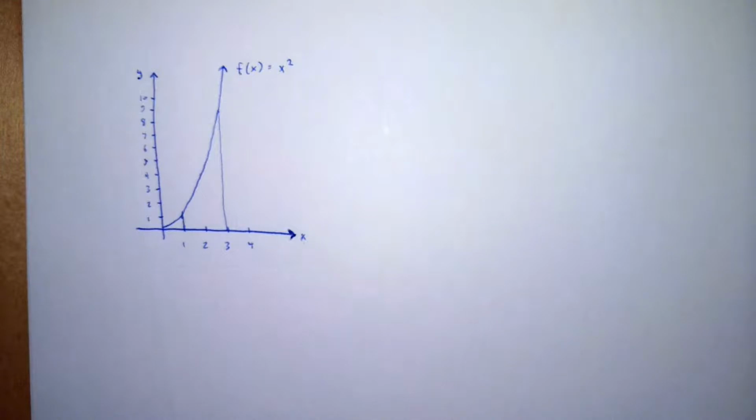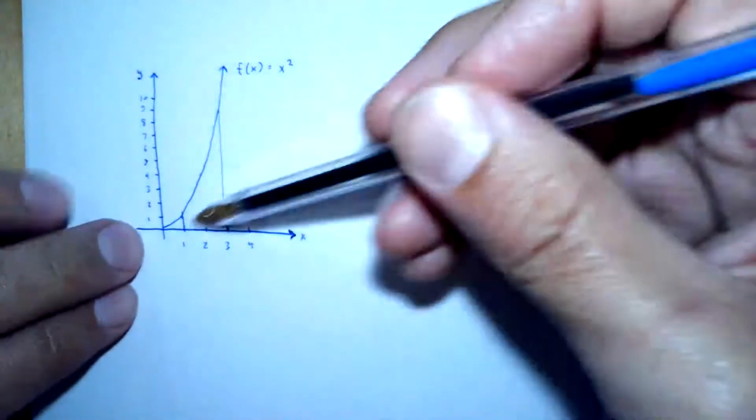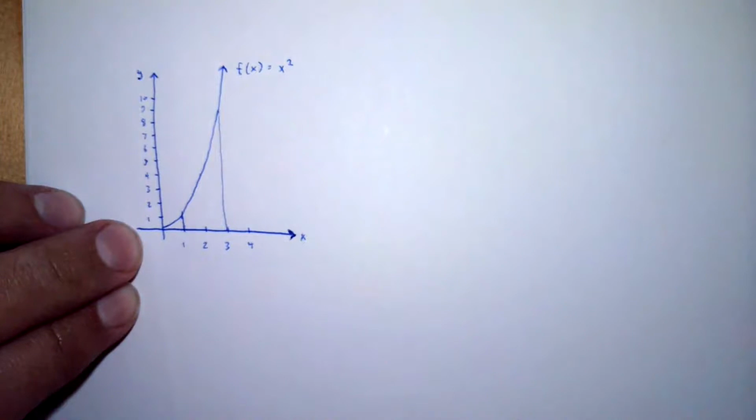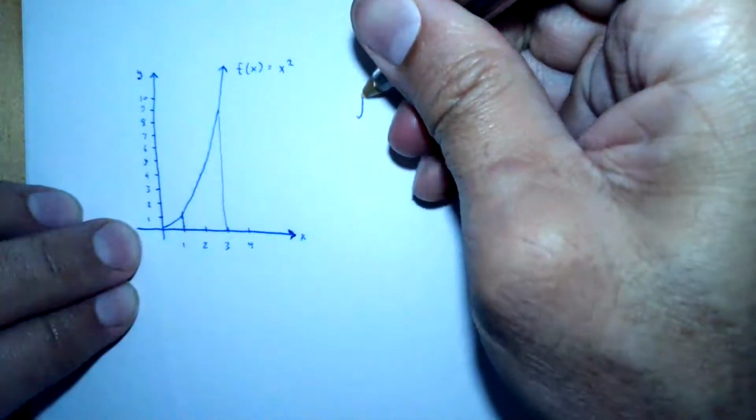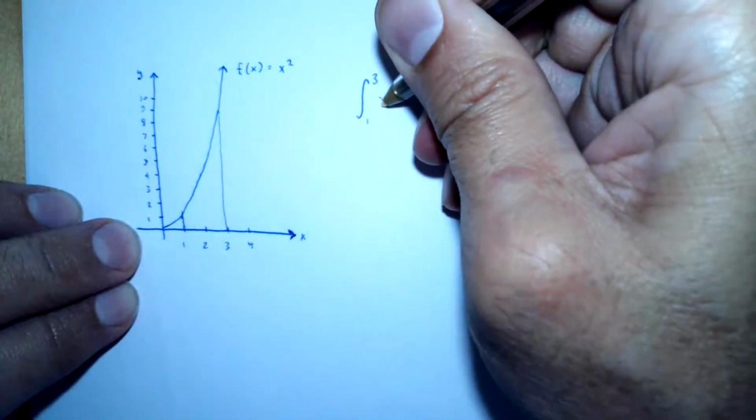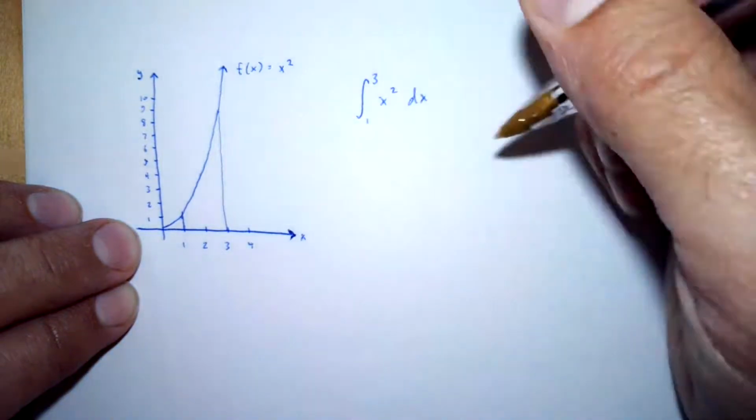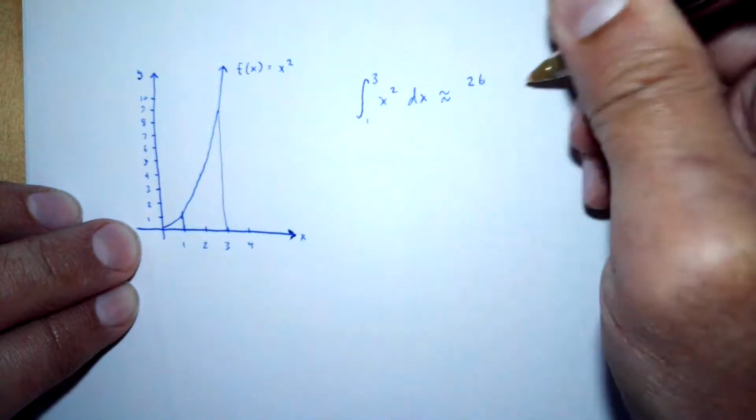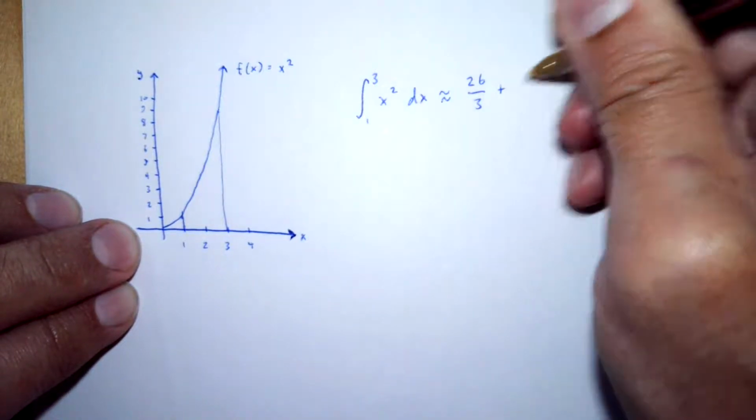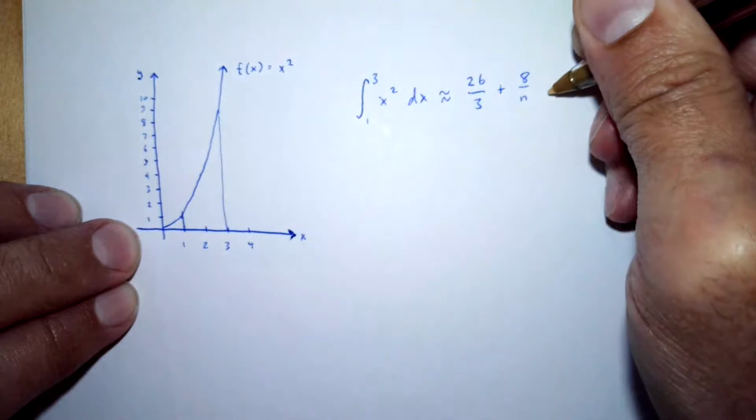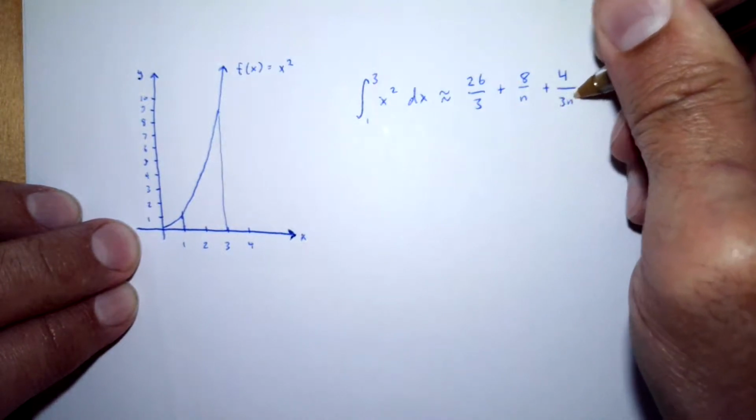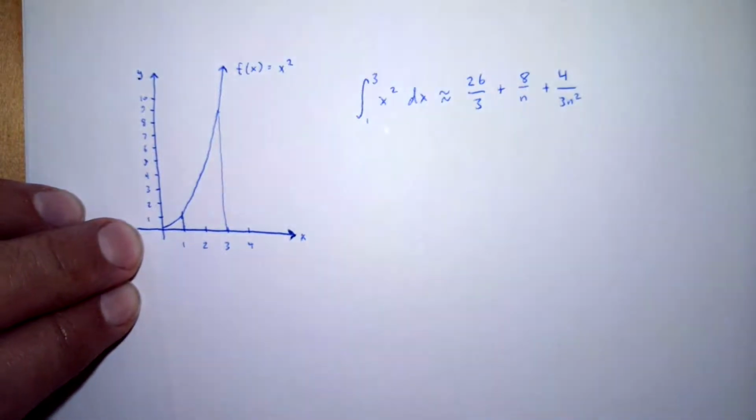Okay, so let's look one more time at the area underneath the curve, f of x equals x squared from 1 to 3. And we found last time that we could do a pretty close approximation of this integral using this formula: 26 thirds plus 8 over n plus 4 over 3n squared. So we got a pretty good approximation here.